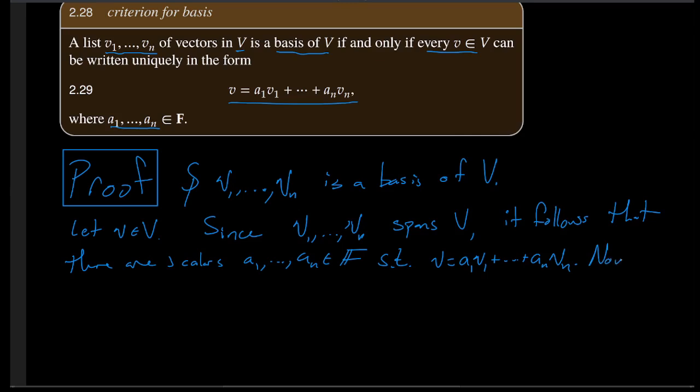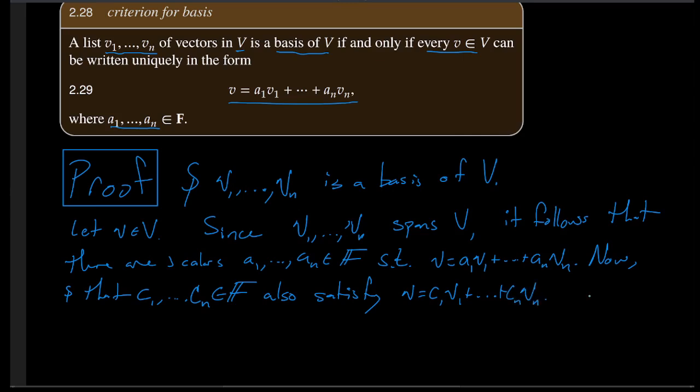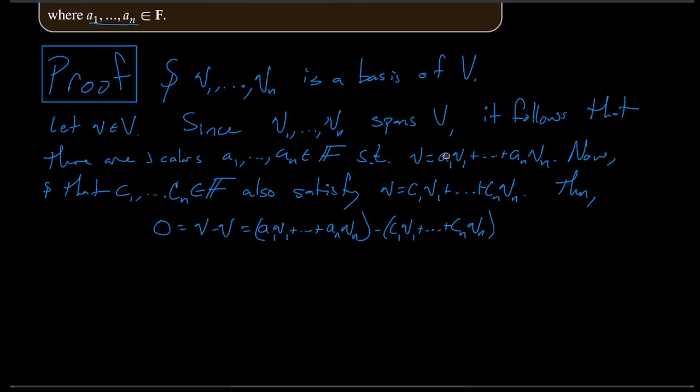Now, suppose that c1 through cn in the field also satisfy v equals c1 v1 all the way up to cn vn. Then, watch this. 0 is equal to, well, v minus v, which is certainly equal to a1 v1 plus dot dot dot all the way down to an vn, minus c1 v1 plus dot dot dot all the way down to cn vn. Okay, nothing too crazy so far.